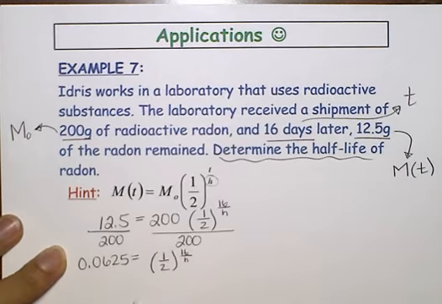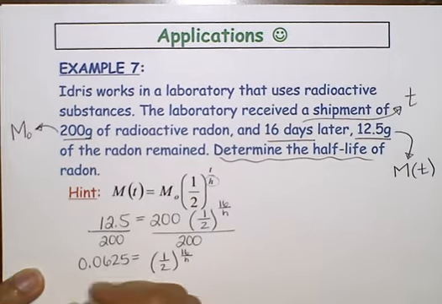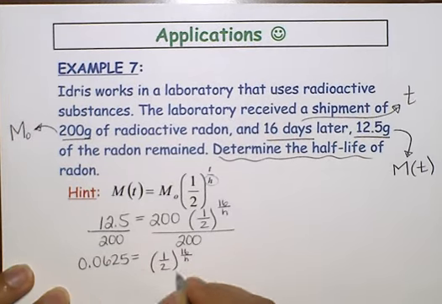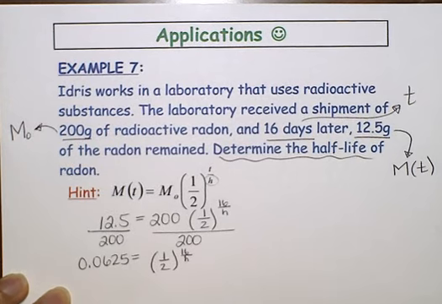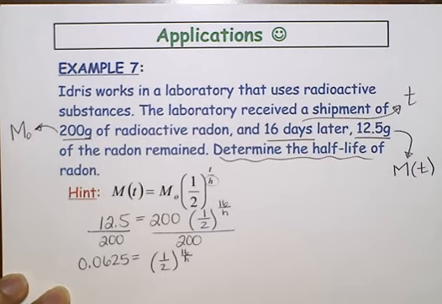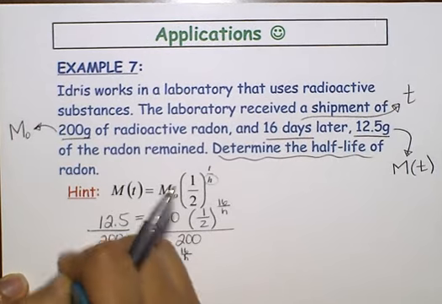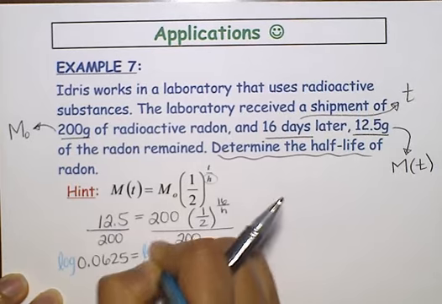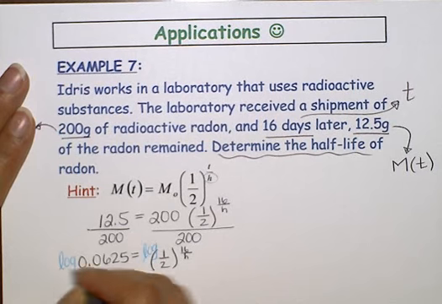And if we actually reduce this, it gives us 1 over 16. So we'll talk about that later. What I'm left with is 0.0625 equals 1/2 to the exponent 16 over h. Now, in order to get the exponent, which is what I'm looking for, back into a place where I can actually solve for it, I need to take the logarithm of both sides. So I'm going to take the log of the left side and of the right side. And so what I end up having is log of 0.0625 equals log of 1/2 to the exponent 16 over h.